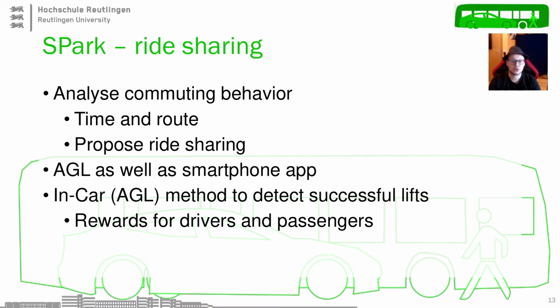On the smartphone you can register new rides and you can join rides. In AGL, in the car, there was an app developed where you can register. So if you join a ride, you can scan a QR code and say, I'm in the car, and you can say, now I'm leaving the car. And with that system there should be rewards for drivers and passengers.